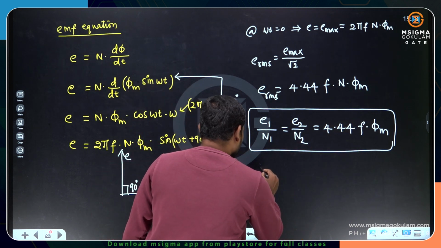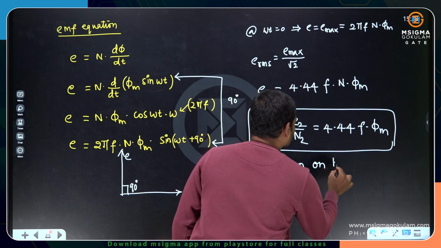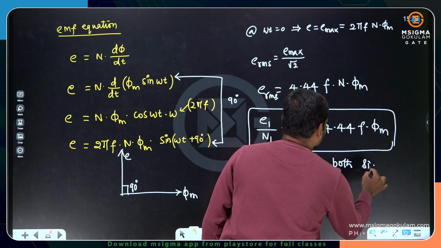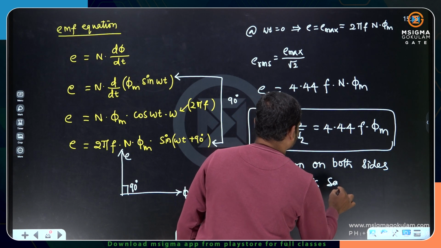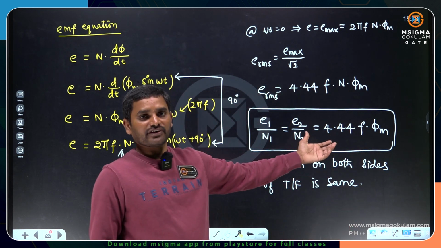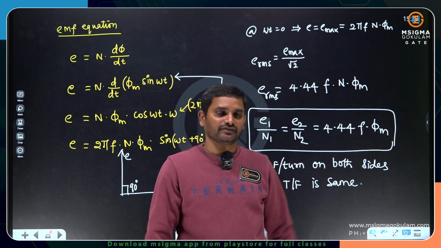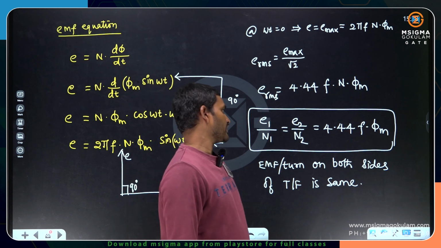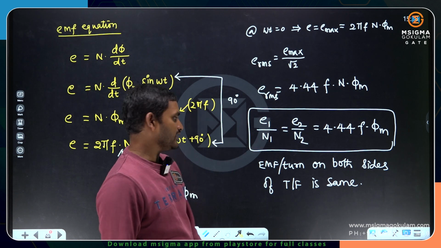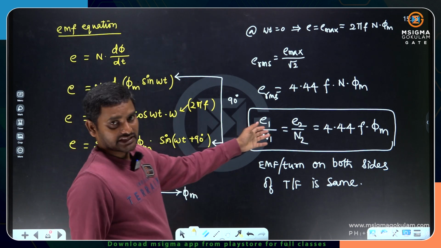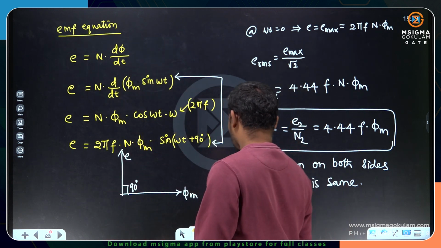EMF per turn on both sides of the transformer is the same. How much is that? 4.44 into f into phi m. You can also write phi m in terms of flux density and net area of cross section. Just remember this point. We will use it later in the transformer operation. Now let me continue with the phasor diagram.